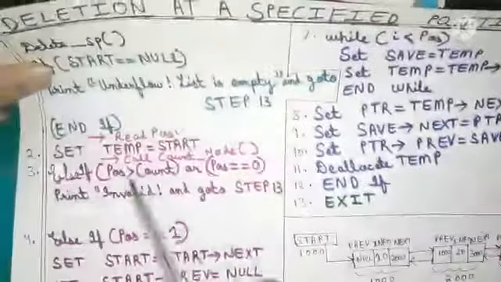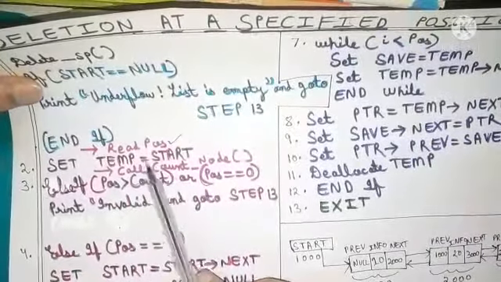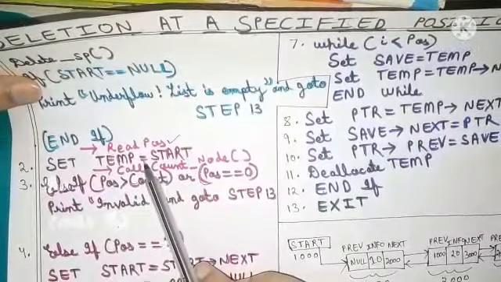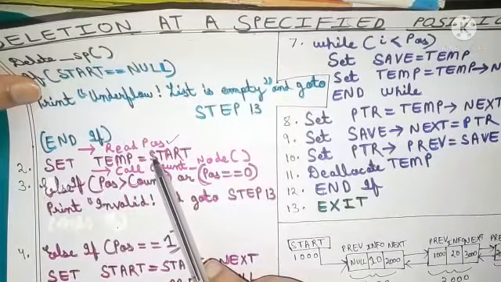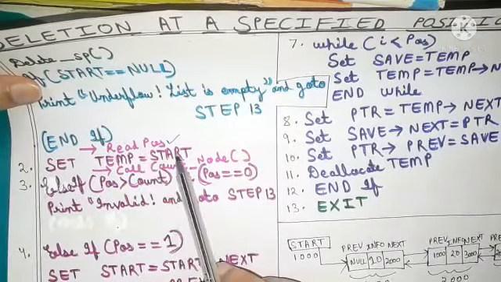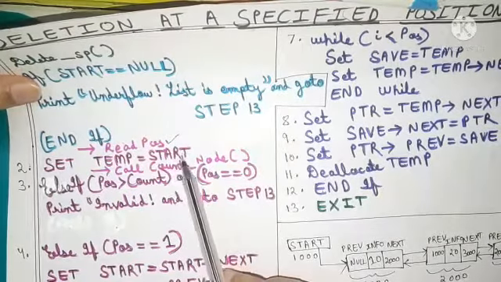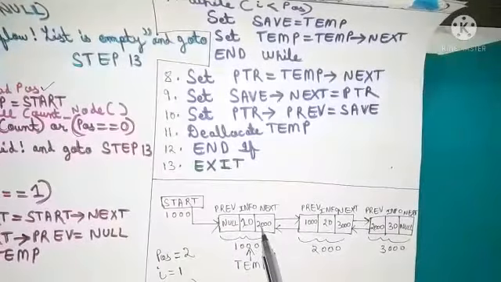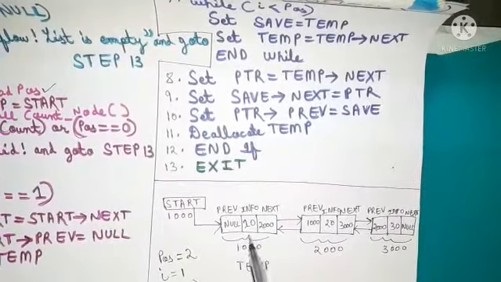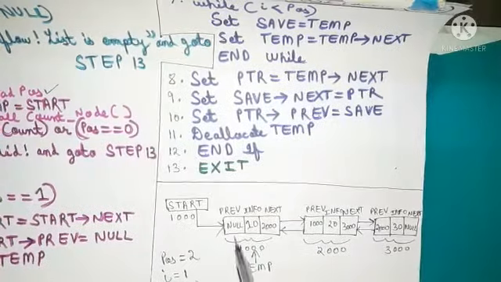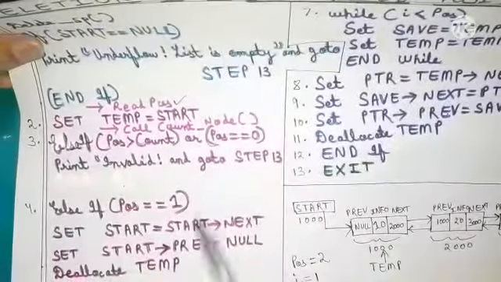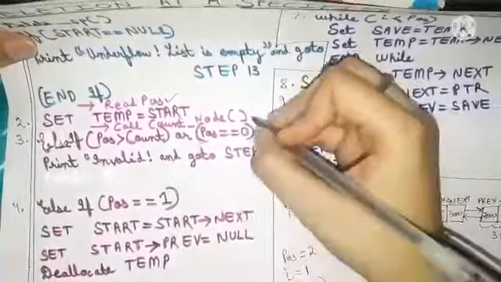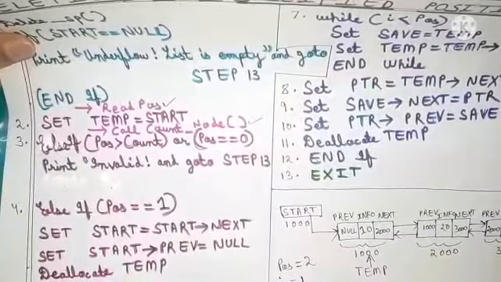Okay, then we will set temp is equal to start. One pointer we will set which will help us to traverse the list to that particular position from where we want to delete that particular node. So we will set temp at start, that is pointing to the starting node, that is the first node. After that we will call the count node function.